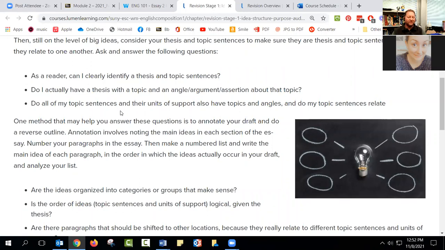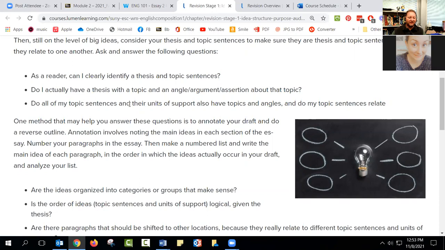So make sure that you're not writing three vastly different types of body paragraphs that are really for three different thesis statements, right? Make sure your topic sentences all relate to one another while still supporting the thesis statement. And then again, in your topic sentences, it should be very clear that you have a topic and that you have an angle. You have something you're saying about that topic.